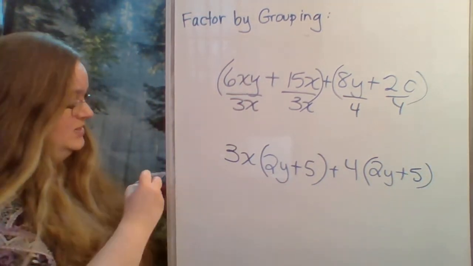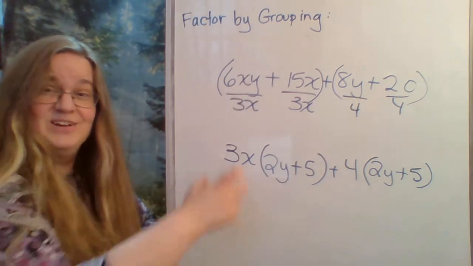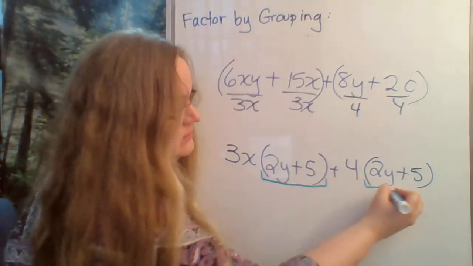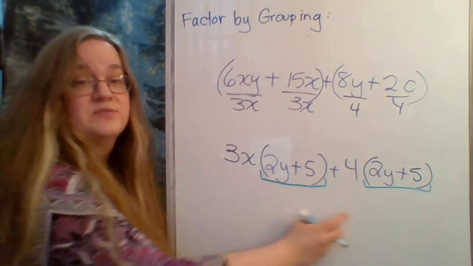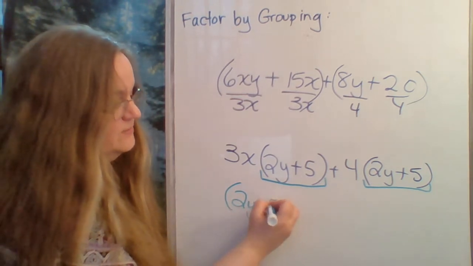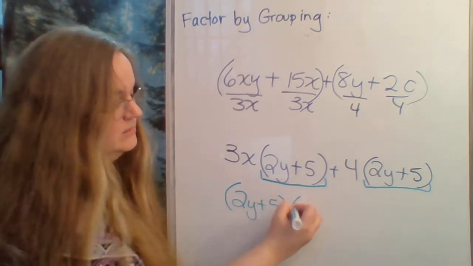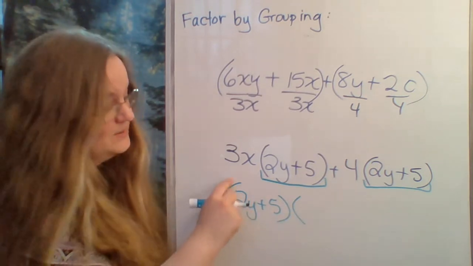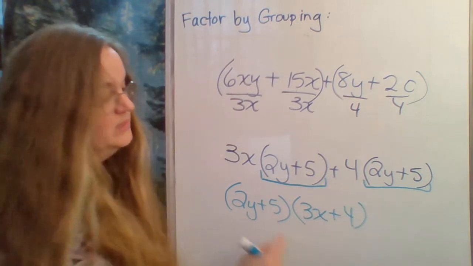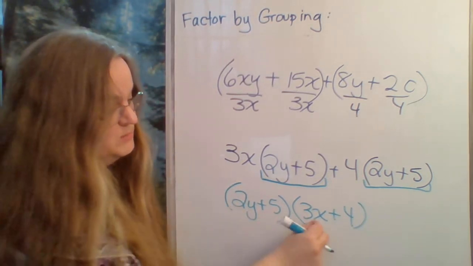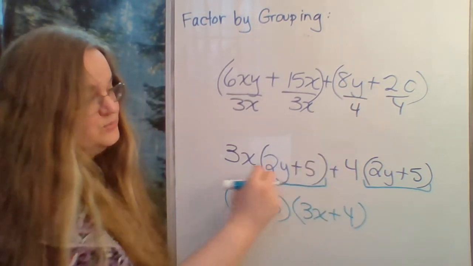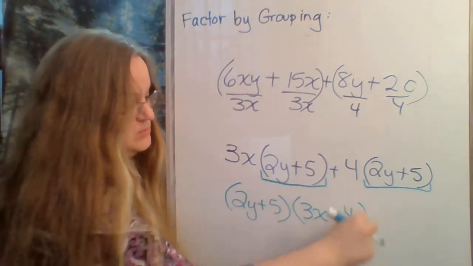Okay, now if you take a look, since I factored those two groups, I now have this common binomial for both of them, 2y plus 5 and 2y plus 5, so I can pull that out as my new GCF. And basically, what goes in the other parentheses is what's left, 3x plus 4, because this has to be multiplied by this, and this has to be multiplied by this. So what I did is I just removed that, and I'm left with 3x plus 4, and so that's in my parentheses.